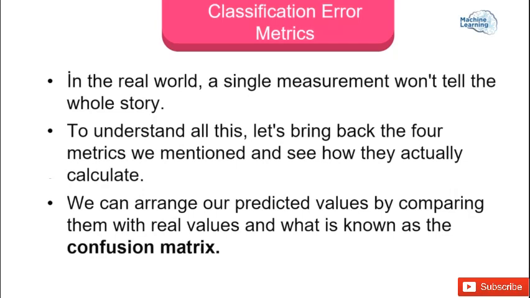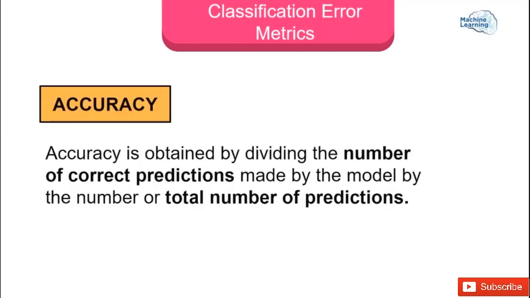So in the real world, a single measurement won't tell the whole story. To understand it all, let's bring back 4 metrics that we mentioned and see how they actually calculate. So we can arrange our predicted values by comparing them with real values in what's known as the confusion matrix. We'll touch upon the confusion matrix a little bit later on, but let's talk about accuracy first.